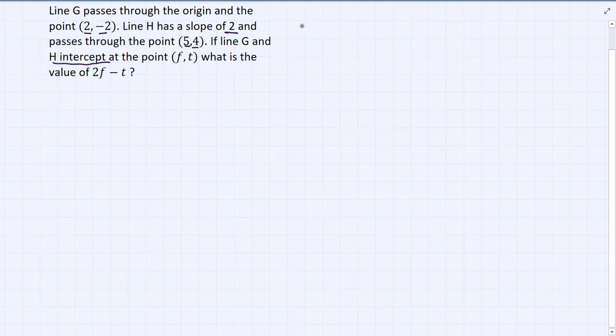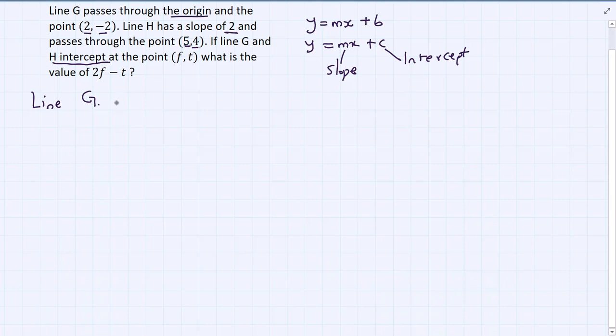So let's write down the formula for this first, which is y equals mx plus b. Some people say y equals mx plus c. That changes nothing. Where m is your slope and b is your y-intercept. Let's go ahead and solve this question. First, for line G, it says it passes through the origin. Because it passes through the origin, we have the point (0, 0) for x and y. Then we have another point, (2, -2).